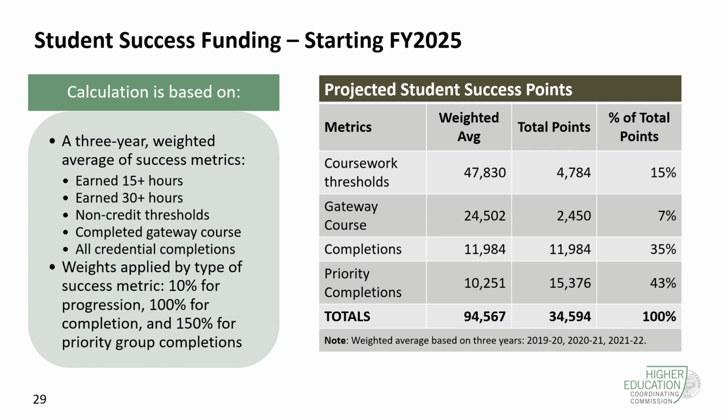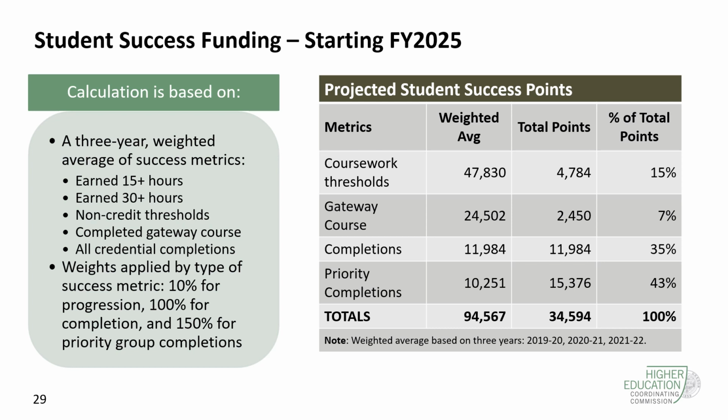So for completions, for example, there was 11,984 on average completions of all kinds, of all credential types over the last 3 years. So we multiply that by 100%, we get 11,984 points.